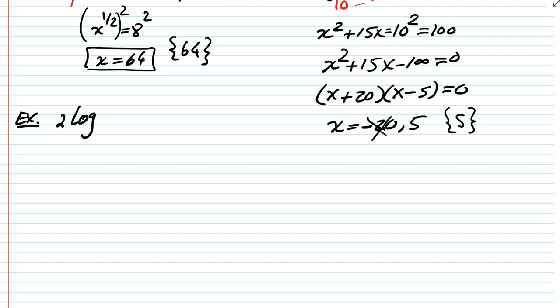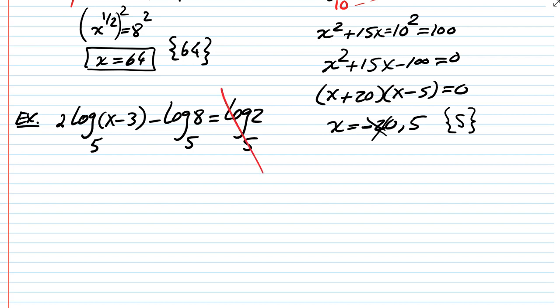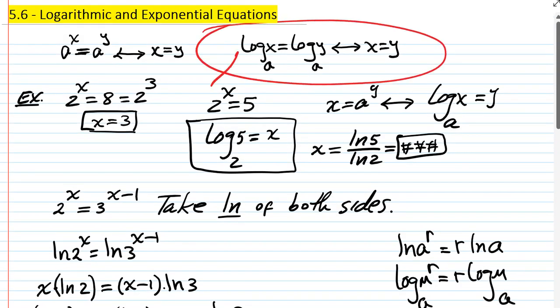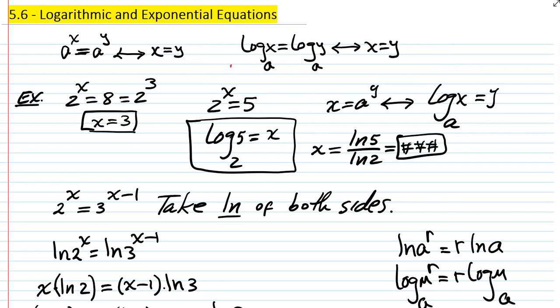Okay, let's take a look at this example now. I have 2 times log base 5 of x minus 3, minus log base 5 of 8. And this time I'm going to throw in a log on the right side, see? So I have log on either side. And here's what I cannot do. That would be incorrect. You cannot do that. We don't have that property of logs. The only way this property works is when you have a single log on the left, single log on the right side, not a combination of logarithms.